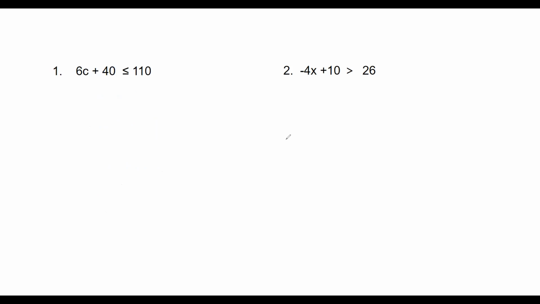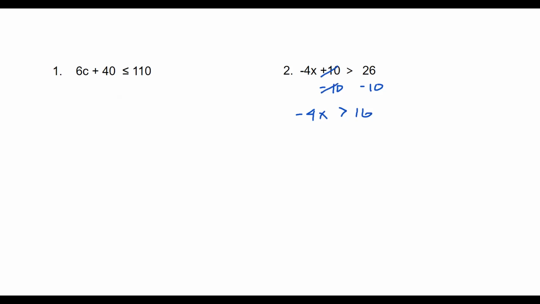Let's move on to problem 2. Now, when you see a negative sign in front of the coefficient with the x, you should immediately be thinking about that rule that we talked about, because we're probably going to end up dividing by a negative number. But let's start our solution. Once again, we are adding something on the side with the x, so let's subtract that. Let's do the opposite. That gives us minus 4x is greater than 26 minus 10 is 16. That's because those two canceled out.